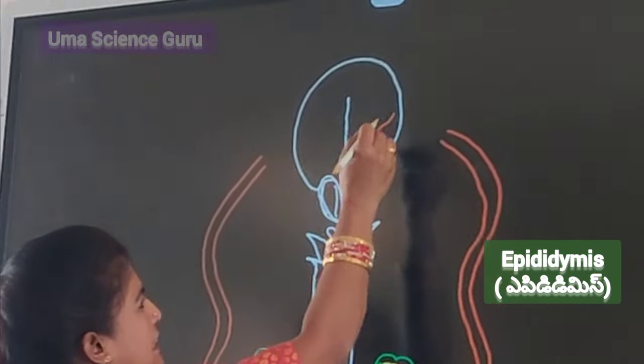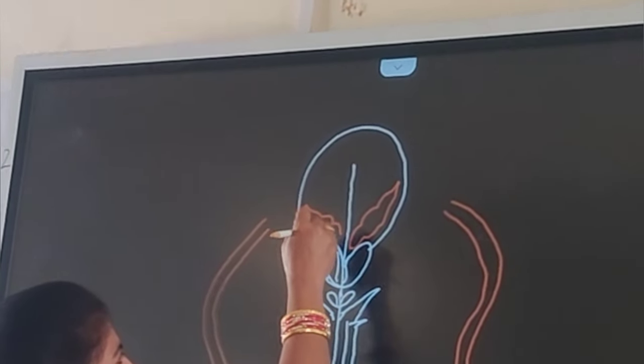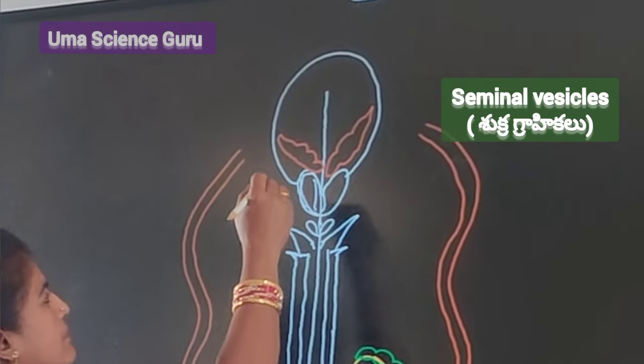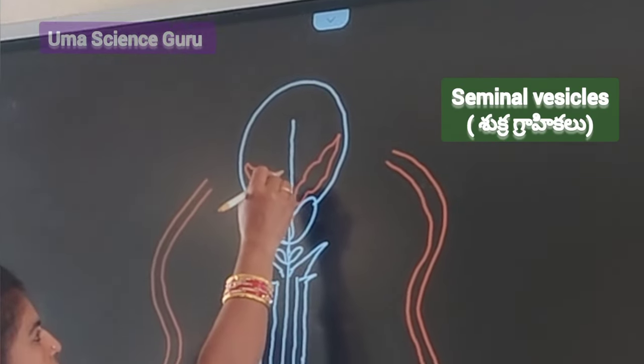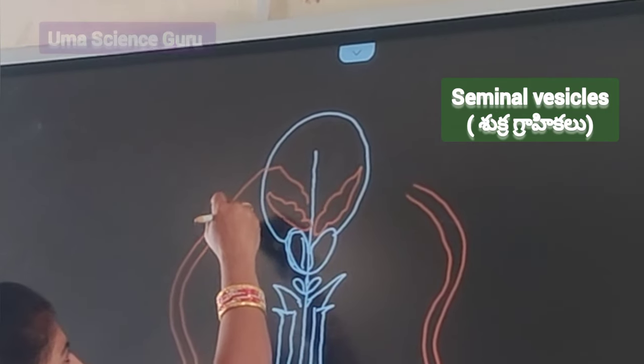Students, draw two leaf-like structures above the heart symbol, that means prostate gland. They are called seminal vesicles. Students, at the end of the diagram, small finishing touches should be done.